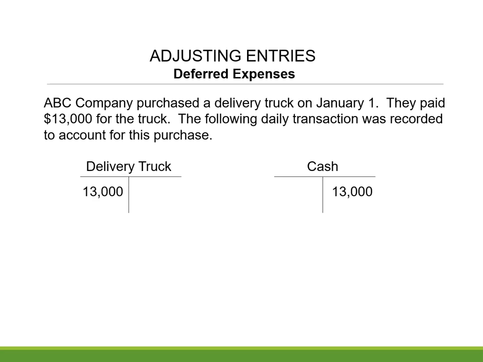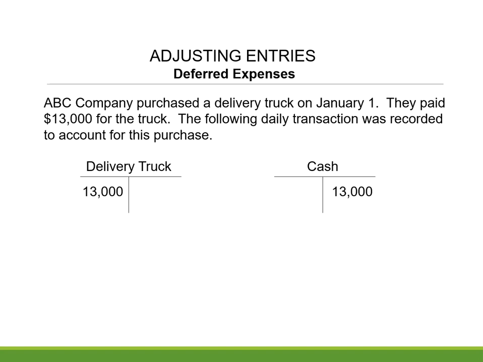Okay, our next deferred expense would be a delivery truck. So often companies will buy an asset they intend to use for more than one period. And so we wouldn't want to record the $13,000 in expense all at once because that would not be a fair picture of the true expenses of the business. Instead, we'll purchase a truck and we'll use it for, maybe it's 5 years, 6 years, whatever it is, and we have to spread that cost over that time period.